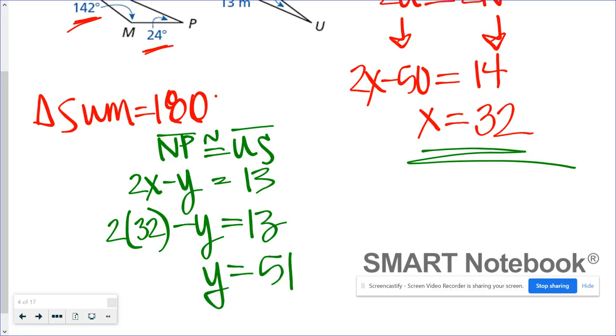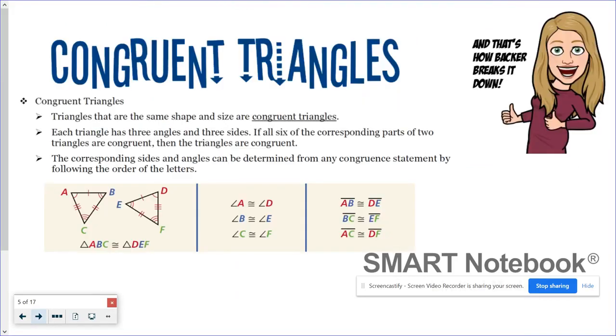The congruent statement is definitely helpful in problems like these where you have to create equations using those corresponding congruent parts. And so there you have it. Congruent triangles are triangles that have the same shape and size. Each triangle has three angles and three sides. So all 6 pairs of these corresponding parts would need to be congruent for us to say the triangles are congruent. And the congruent statement can totally help us identify which pairs of angles are congruent and which pairs of sides are congruent. And that's how Bakker breaks it down.